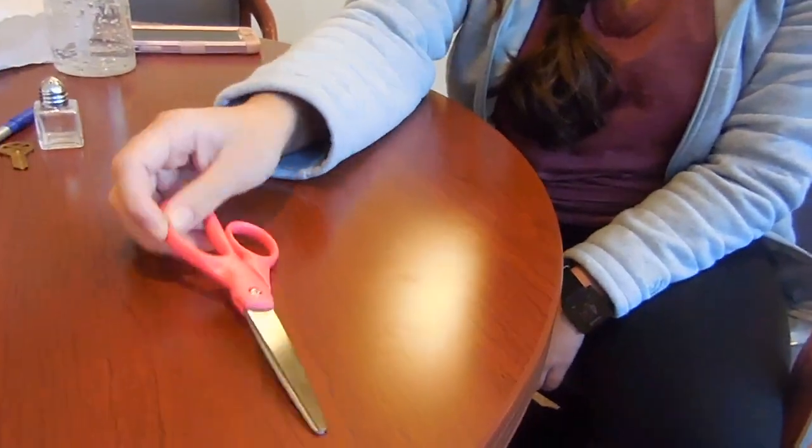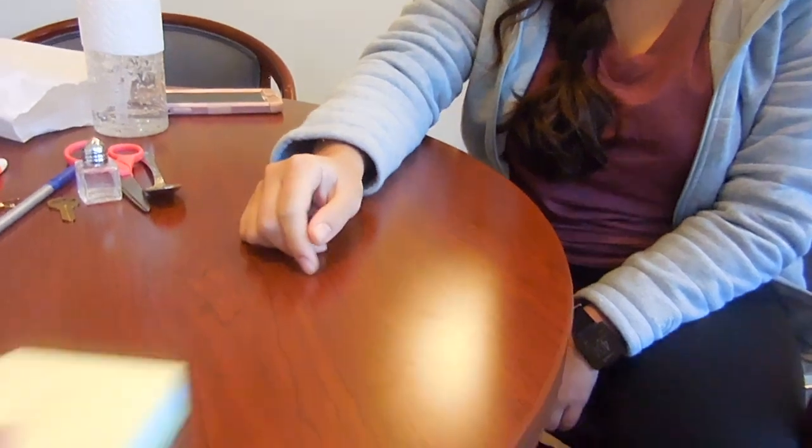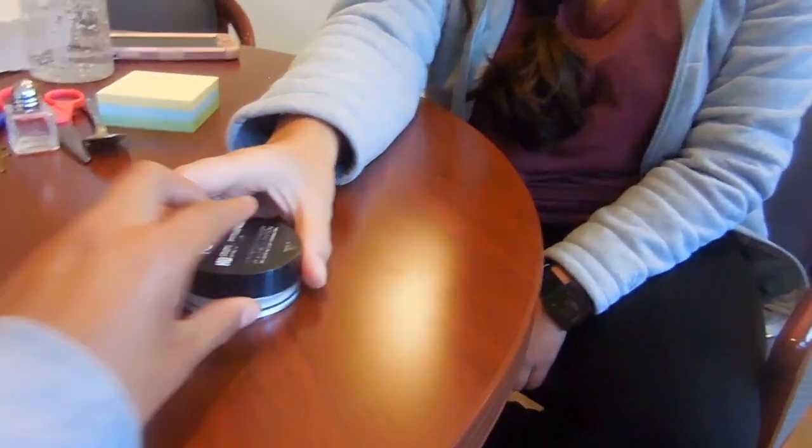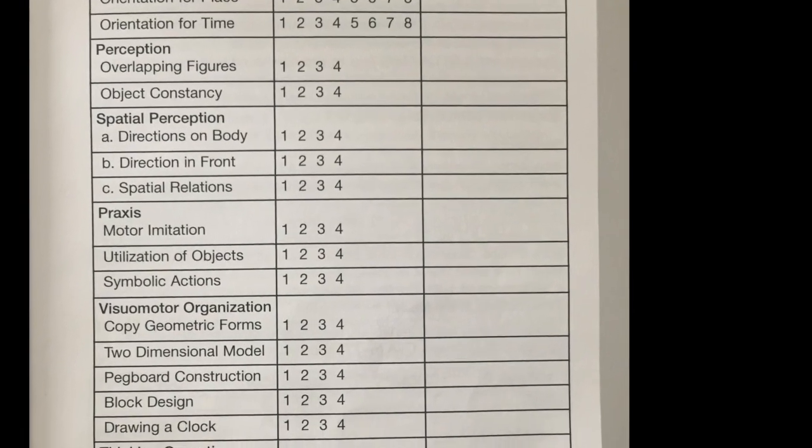The very last section is on attention and concentration. This is scored based on the observation of the client during the assessment. The client scored a 4. She had no attention or concentration problems. Here's a picture of the final scoring sheet.